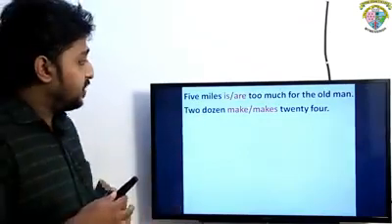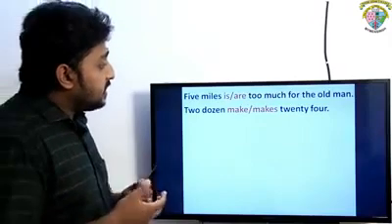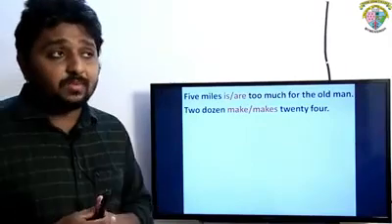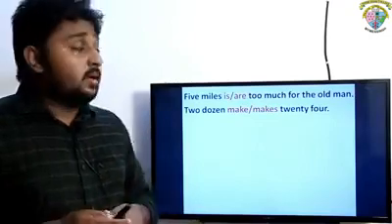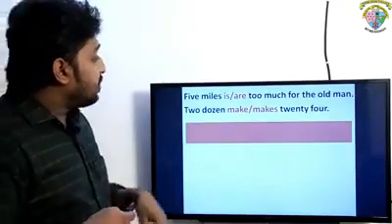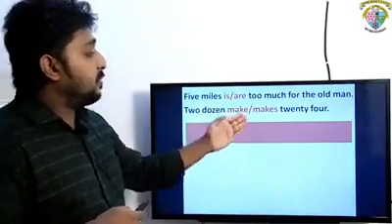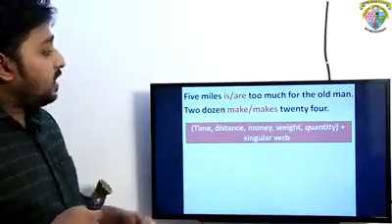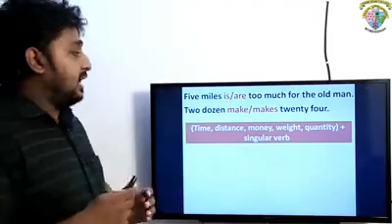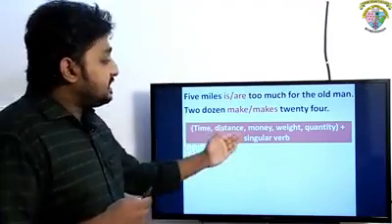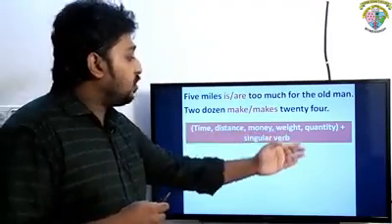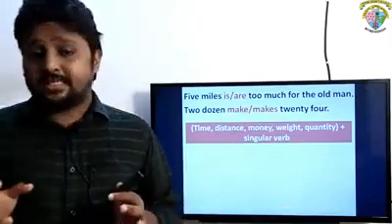Yes, it's a plural subject. So it may receive the plural verb, but that shouldn't be done, because the correct answer will be 5 miles is too much for the old man. 2 doesn't make 24. Why? Because you have to remember that after time, distance, money, weight, quantity, you have to select a singular verb.